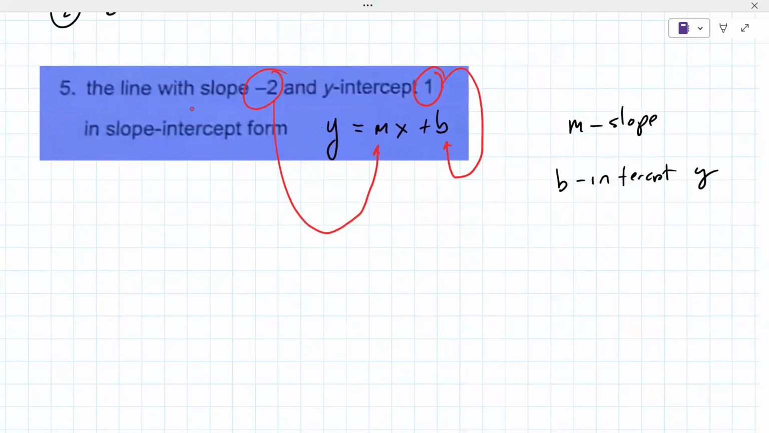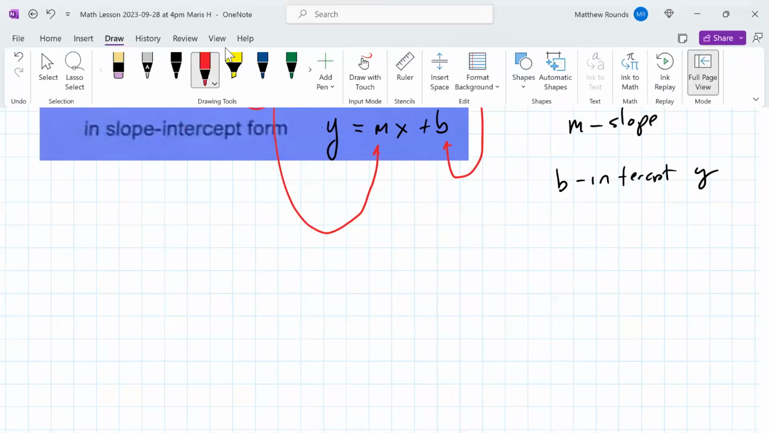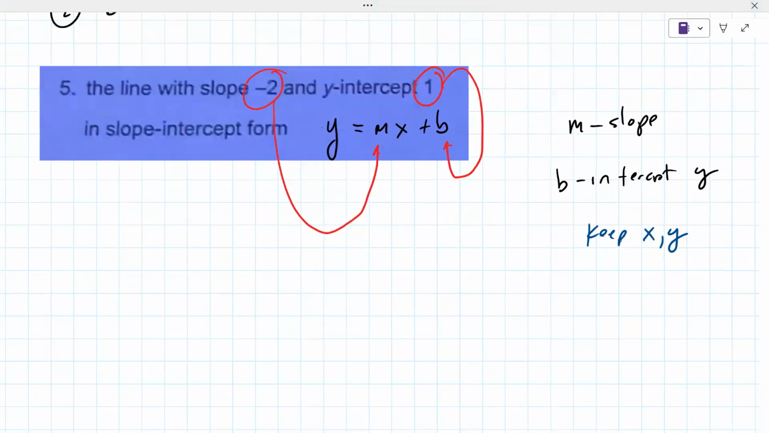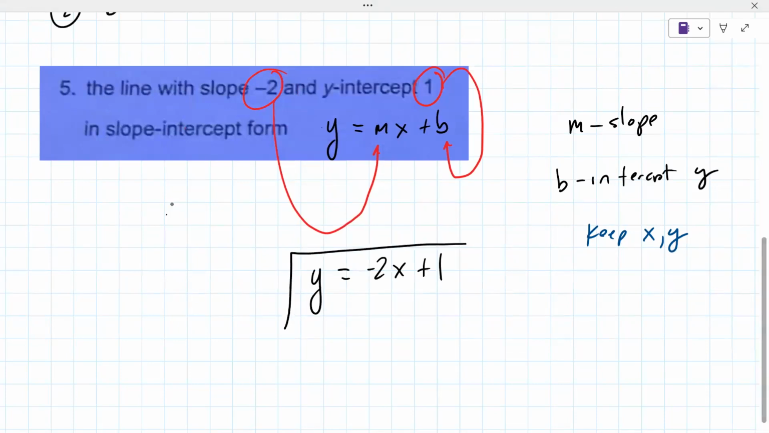there's the b value. So notice that you keep x and y. Okay, your answer has to have an x and a y in it. Sometimes we need to say the obvious when we're teaching this, which is that your answer will have an x and a y in it. Is that okay? Yeah.